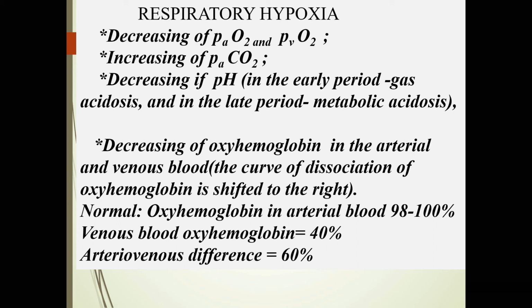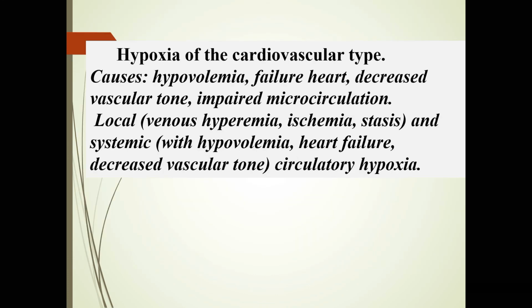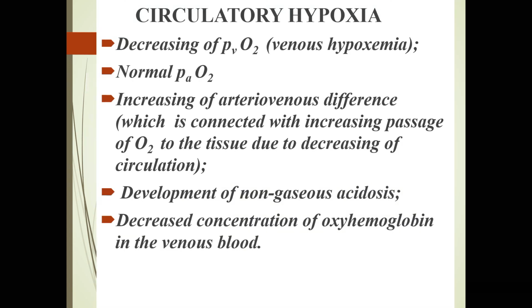Normal oxyhemoglobin in the arterial blood is 98 to 100%. Venous blood oxyhemoglobin is 40%, and the arterial-venous difference is 60%. Hypoxia of the cardiovascular type causes hypovolemia, heart failure, decreased vascular tone, and disorders of microcirculation, and there are local and systemic circulatory hypoxia.